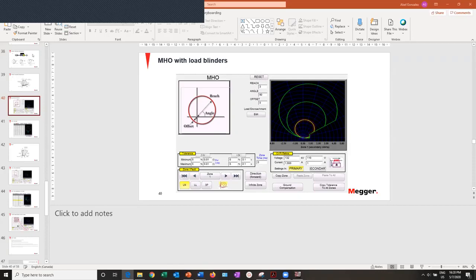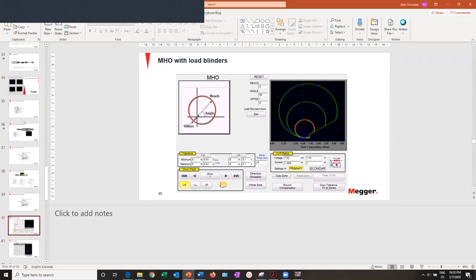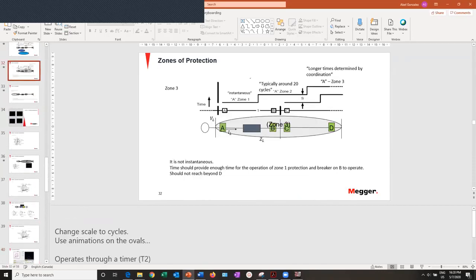I think we did. Next question is going to be for Abel. Could you please explain the coordination between the different zones on slide 32?